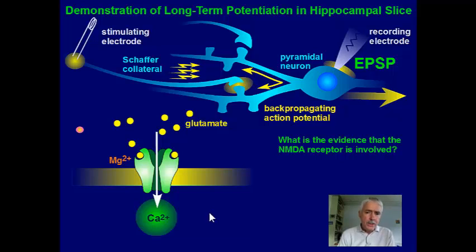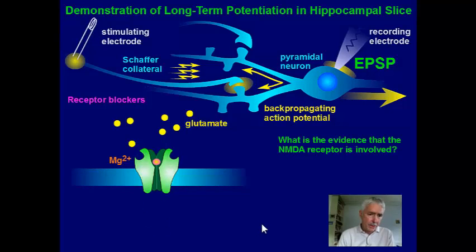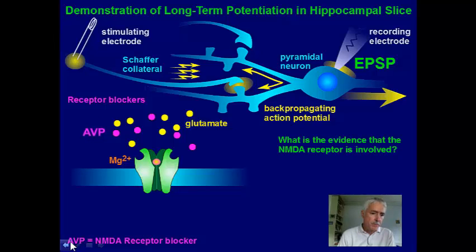Now, what is the evidence that the NMDA receptor is involved? Well, I'm going to discuss here 2 pieces of evidence. The first piece of evidence I'm going to describe is experiments with so-called receptor blockers. Receptor blockers, those are chemicals. APV is one. This is an abbreviation for a particular chemical. The name is not actually important. What is important to know is that APV is an NMDA receptor blocker.